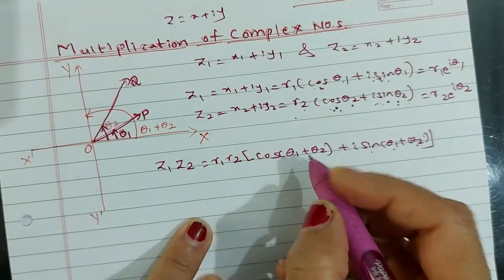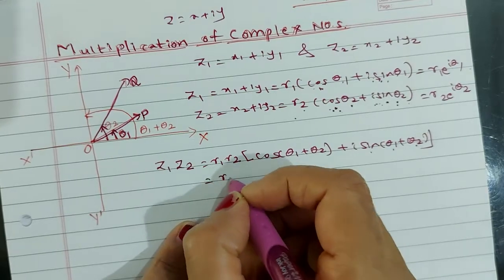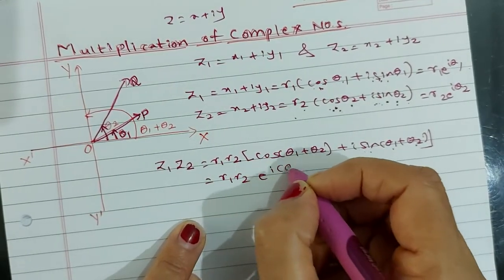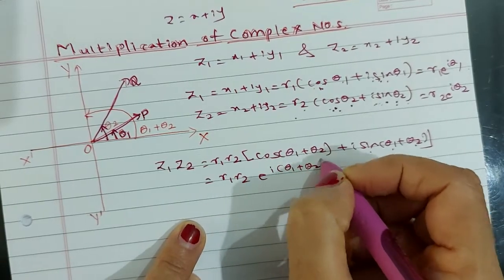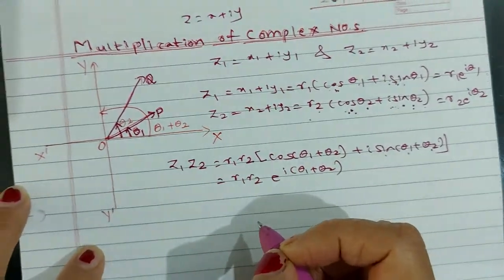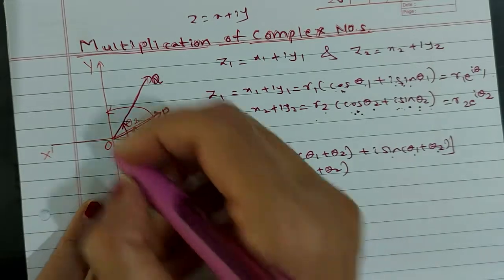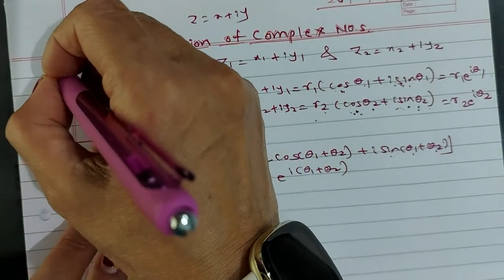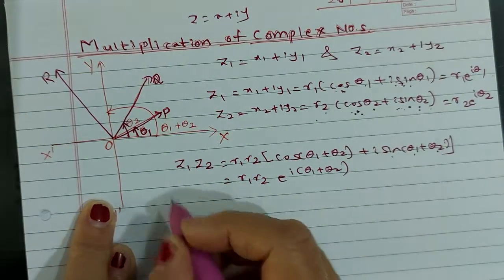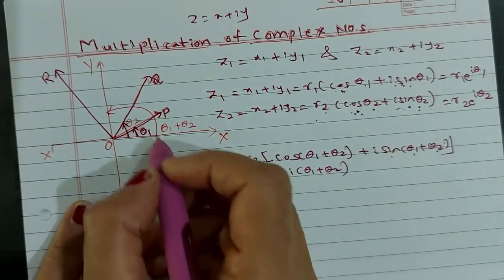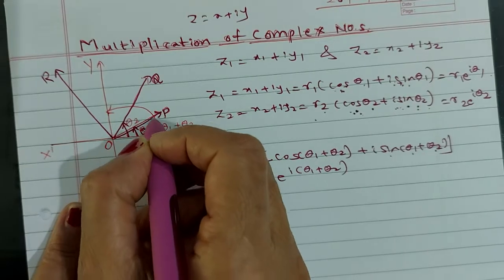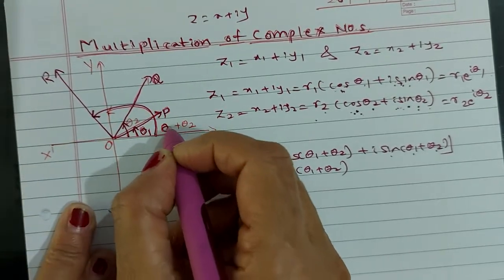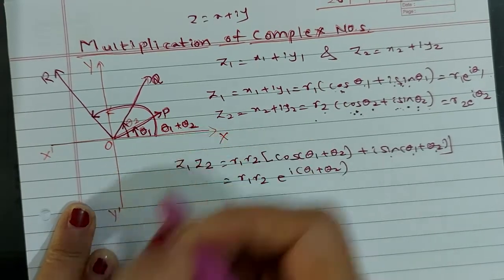So this can even be written as r1 r2 e to the power i (theta 1 plus theta 2). Now I need to represent that. How will I show that? I will show it as a point over here. So this is my point R. Basically, the angle of the point R is theta 1 plus theta 2.